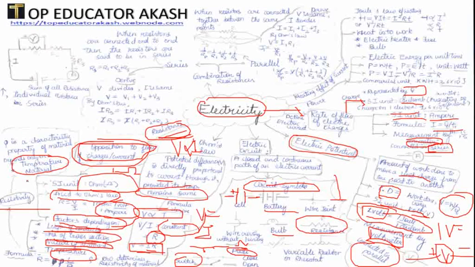So what is the SI unit of resistivity? It is nothing but ohm meter. So what is the SI unit of resistivity? That is ohm meter.